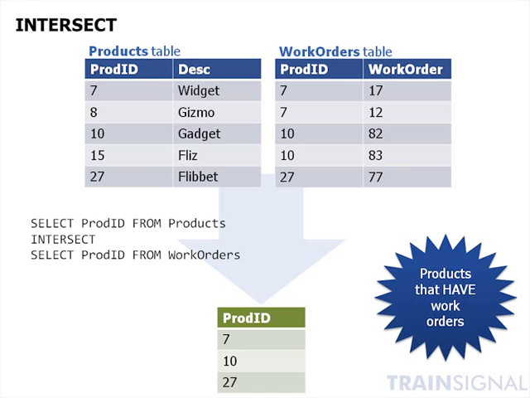Intersect is slightly different. Using the same 2 queries, select prod ID from products and select prod ID from work orders. Intersect is returning those values that do exist in both query sets. So you can see that 7, 10, and 27 are included in my results at the bottom of the screen. 8 and 15 are not included because they do not exist in the second set of query results.